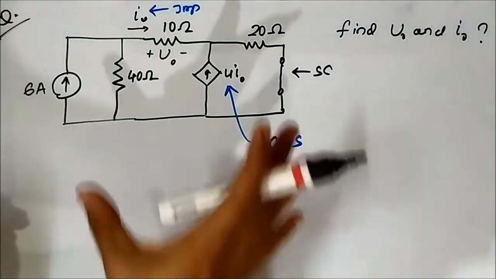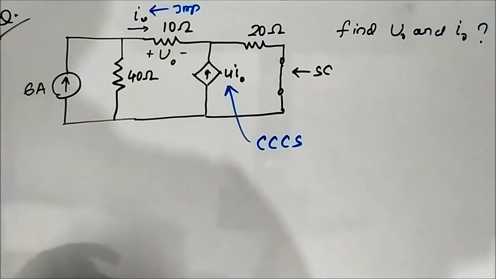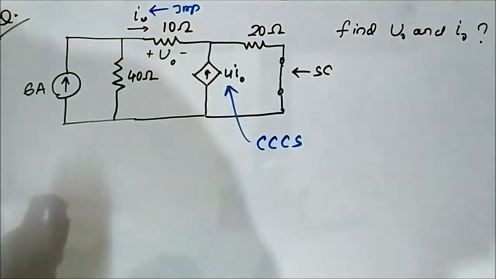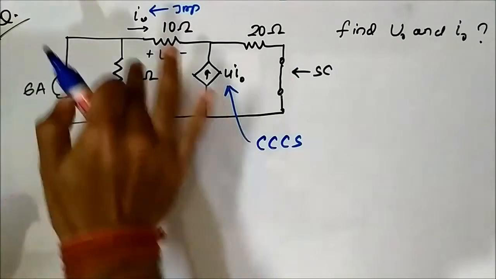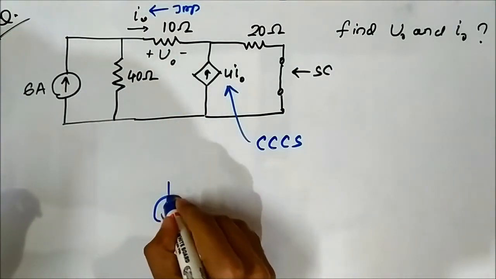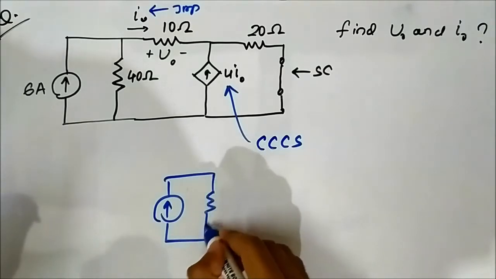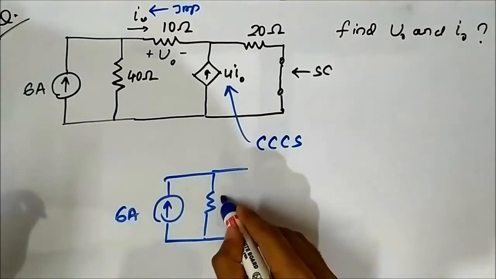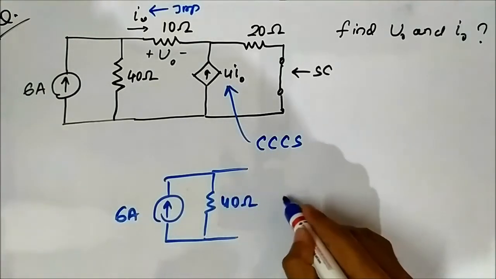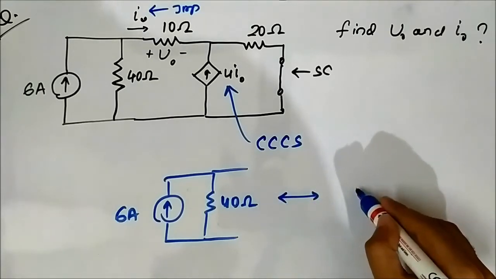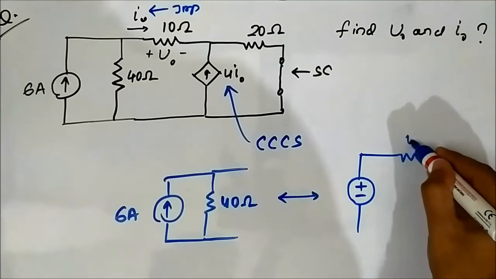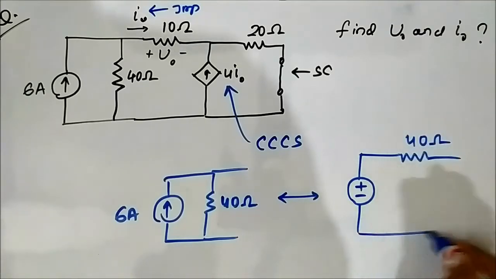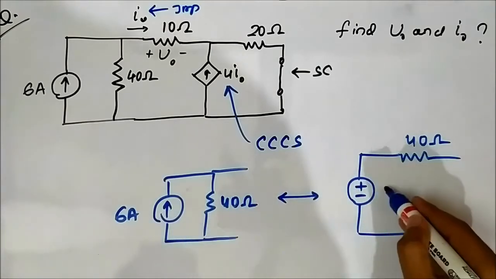And now we will analyze this circuit. Now if we try to put nodal analysis, then we have to consider 2 nodes. It will become very lengthy. So what we can do here is that if you see this circuit portion, 6 ampere and this 40 ohm, we can convert it using source transformation theorem into this format. A voltage source in series with a resistor, the resistor will remain as it is, and this will become 6 into 40, which is 240 volt.